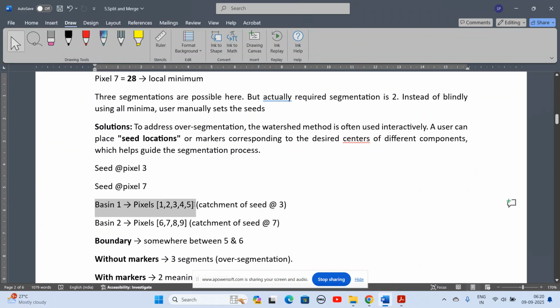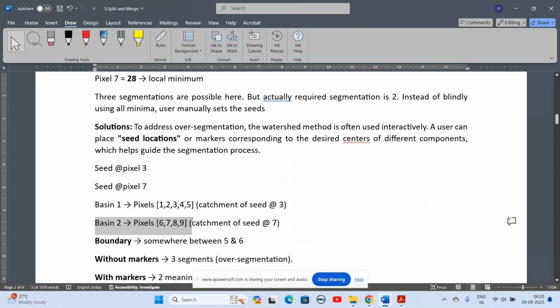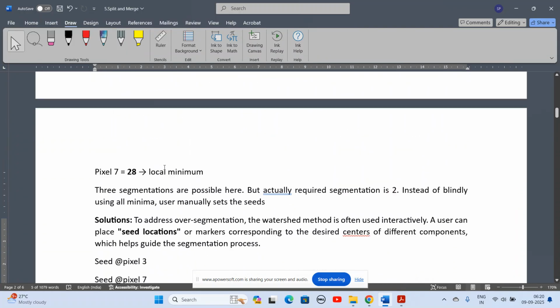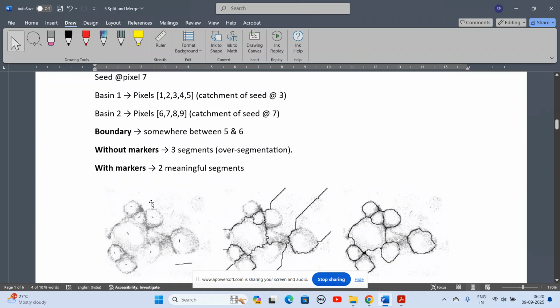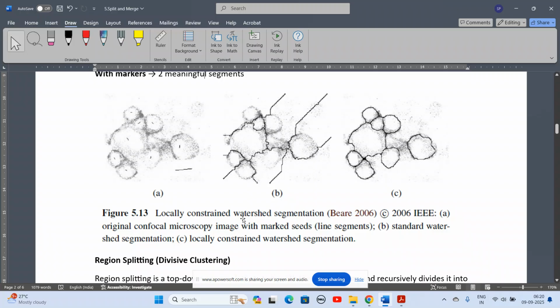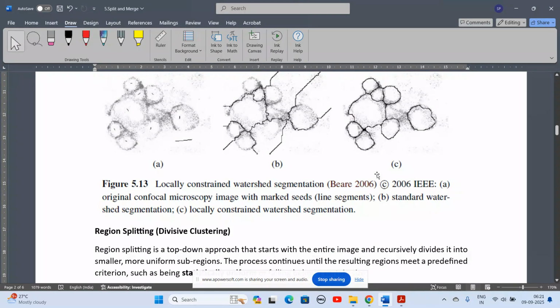Now my basin 1 is pixels 1, 2, 3, 4, 5, and basin 2 is pixels 6, 7, 8, 9. So the boundary would be somewhere between 5 and 6. I am omitting pixel 5. The remaining part would be one region, and the other remaining part would be another region. Without markers, we have three segments. With markers, we have two meaningful segments. The first part represents the watershed algorithm, and the second part represents the seed marker based watershed algorithm.